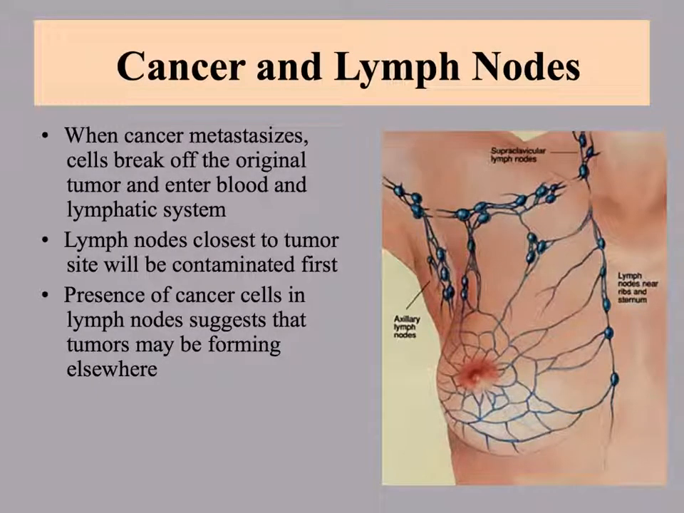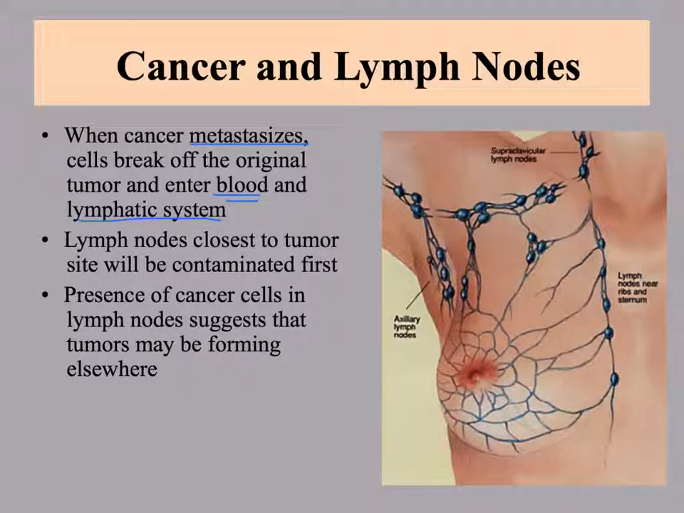I wanted to just mention the relationship between cancer and lymph nodes, because I'm sure that you've heard, especially with something like breast cancer, that the person not only had a mastectomy, but they also had the lymph nodes removed around in their armpit. So why is that important? Well, when cancer metastasizes, when it starts to spread, you have cells that break off the original tumor site, and they enter the surrounding tissue, and they can go either into the blood or they can be picked up by the lymphatic system.